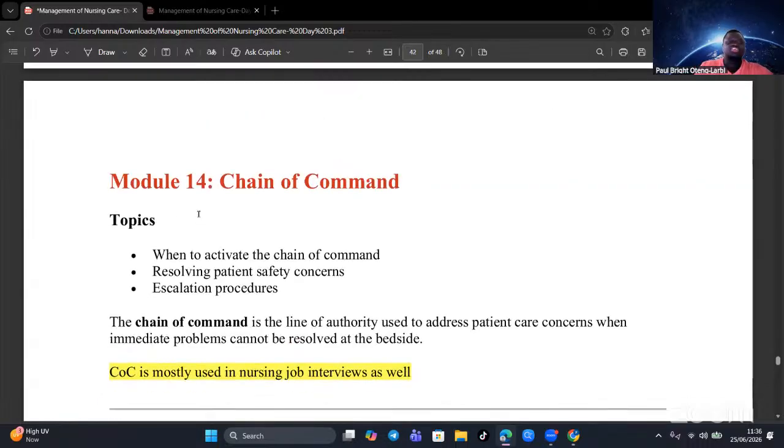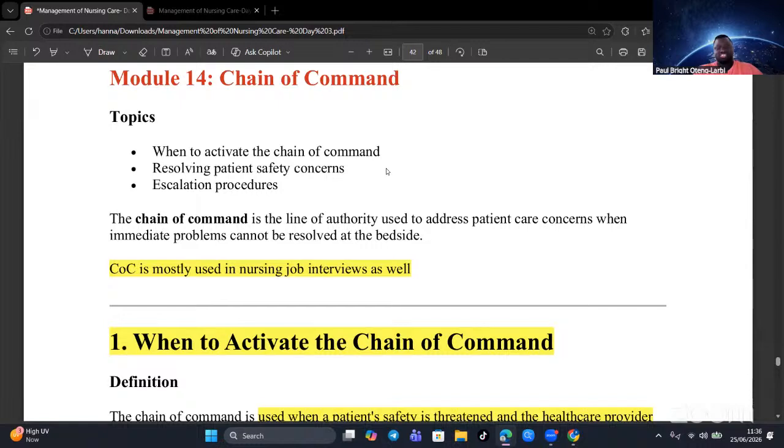Okay. So let's look at chain of command. Nurse managers, you should know, and nurses should know the chain of command. When something happens on the unit, or when you need any favor, there should be a command, a hierarchy you should go through. You cannot just get up and go to the DDNS.